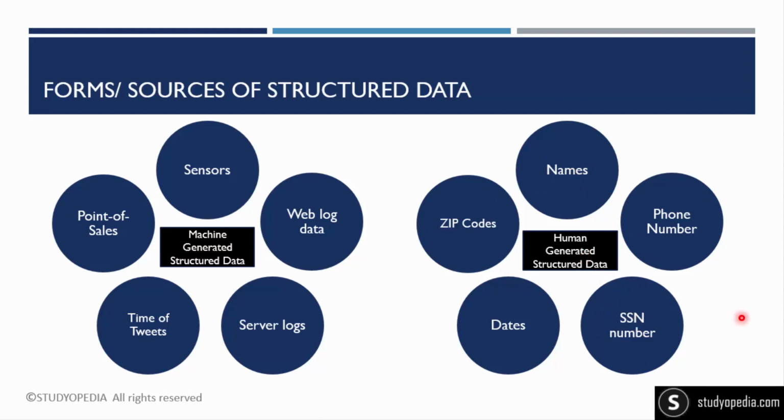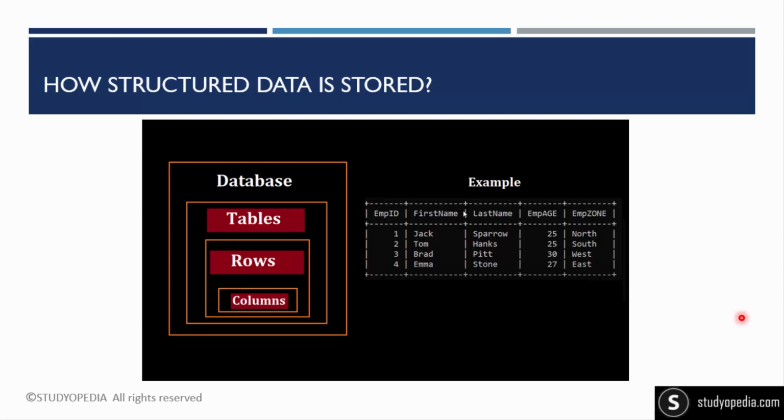Let's move further. Here is the structured data. This is how structured data is stored. I told you structured data is stored in the form of rows and columns. Here it is, your horizontal form is rows and your vertical form are columns. We have 5 columns here. So this is our employee table, you can say. Here it is, we have a database. Then under that we have tables, that is database is a collection of tables, you can say. Tables have rows and columns. This is what I have shown here.